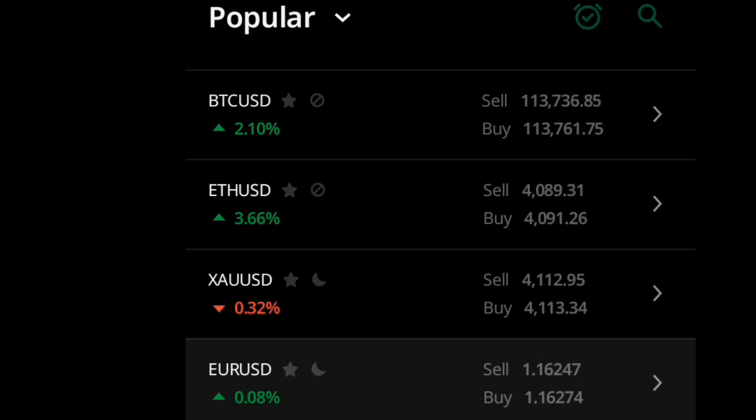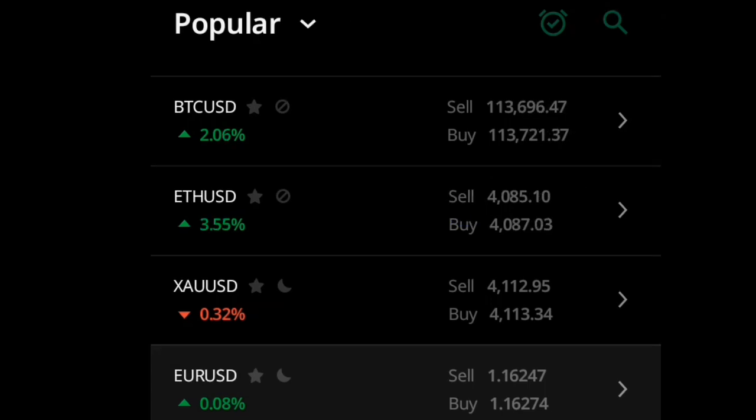Now the next one is Ethereum. If you are selling your Ethereum, you are going to sell for 4,088 US dollars. But if you are going to buy, you are going to buy for 4,091 US dollars. As you can see on the list, it is fluctuating because of the rise of price.